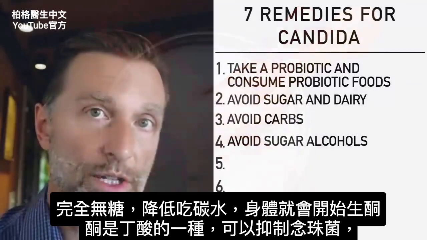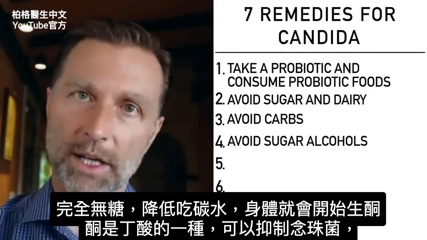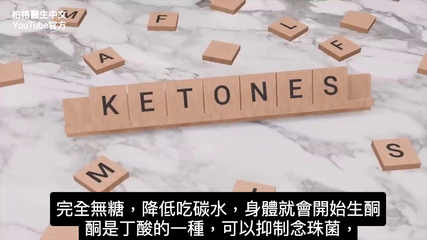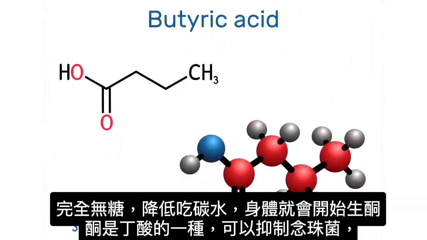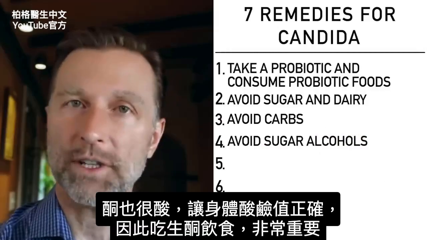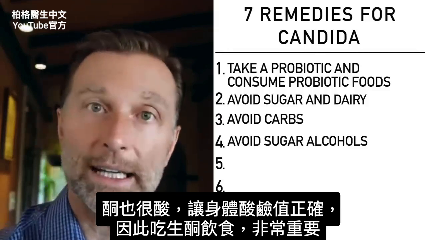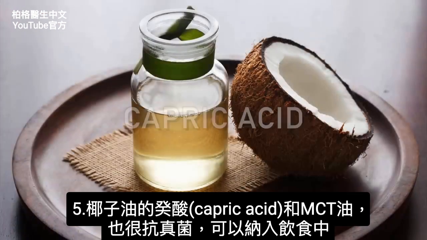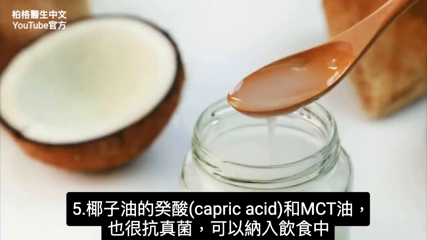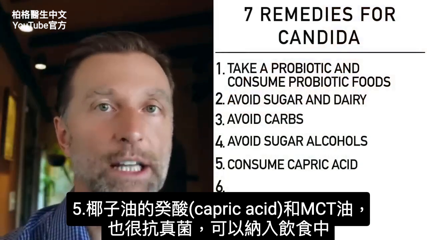Now, the fact that you're reducing your sugars down to 0 and your carbs way down means your body's going to go into a state of ketosis. Certain ketones are in the family of butyric acid, so that can help suppress this fungal infection. In fact, ketones are acidic, so now we're going to change the pH back to where we need it, and that can help as well. That's why the ketogenic diet is so important. And capric acid in coconut oil and in MCT oil can be very beneficial as an antifungal. So that's something else you could include in the diet.